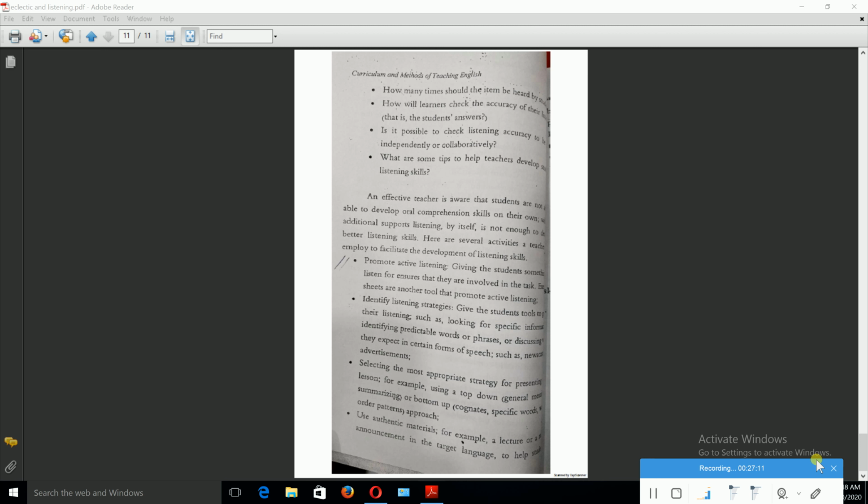Finally, be sure to check the level of the listening exercise beforehand to ensure that it is an appropriate level for the students. Yes, we must make sure the text suits the student's level.